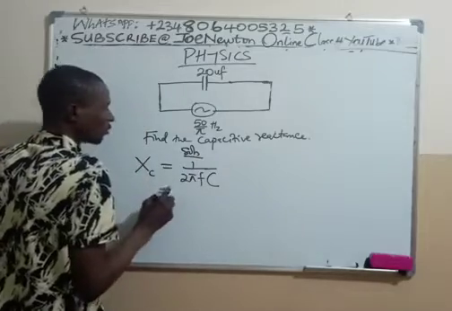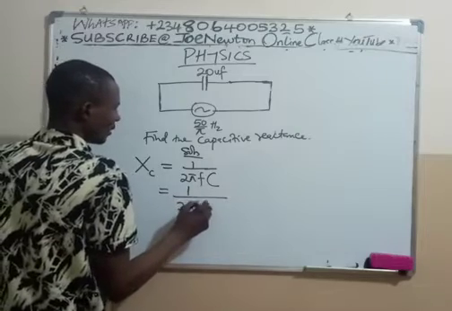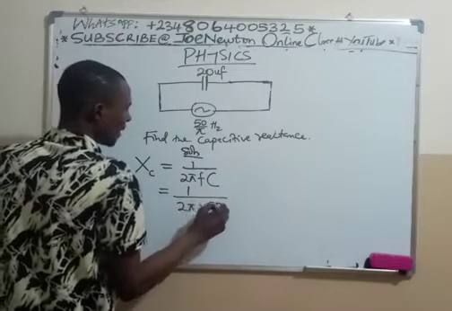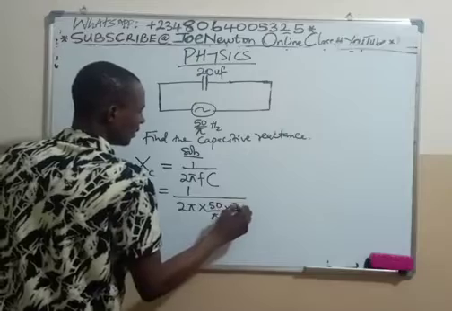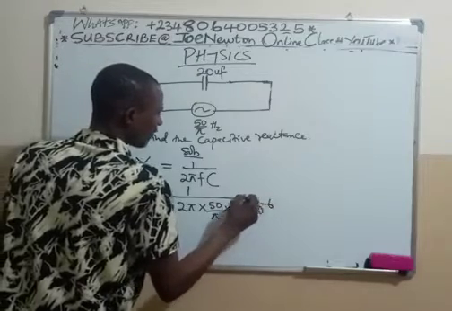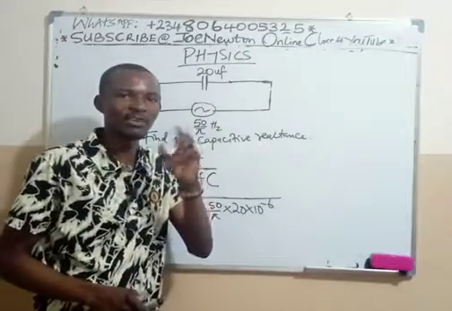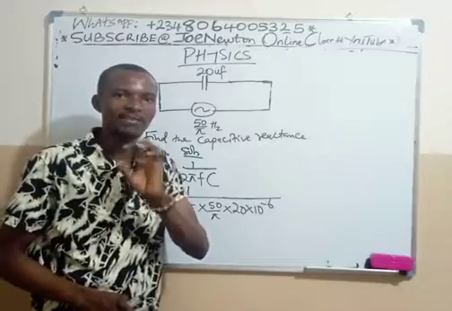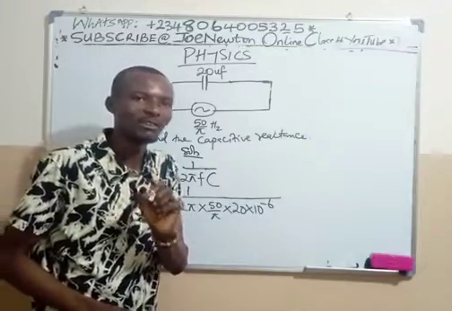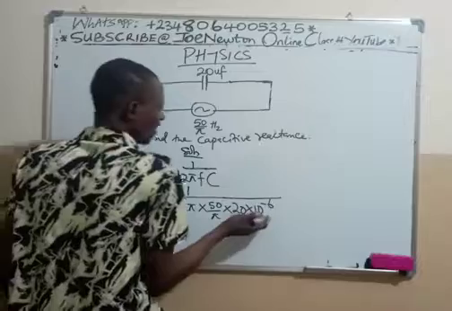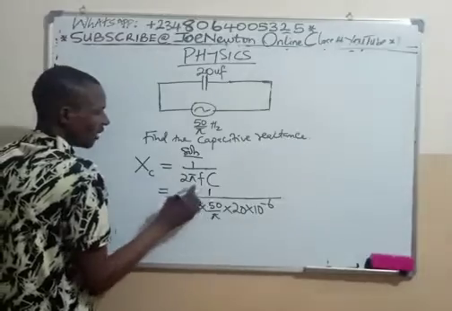Then this is equal to 1 over 2 pi times our frequency, 50 over pi, times our capacitance, 20 times 10 raised to the power minus 6, because micro is equivalent to 10 raised to the power minus 6, but milli is 10 raised to the power minus 3. Micro is equivalent to 1 over 1 million. That is the conversion here. Then we now evaluate. This is 1 over the whole thing here.